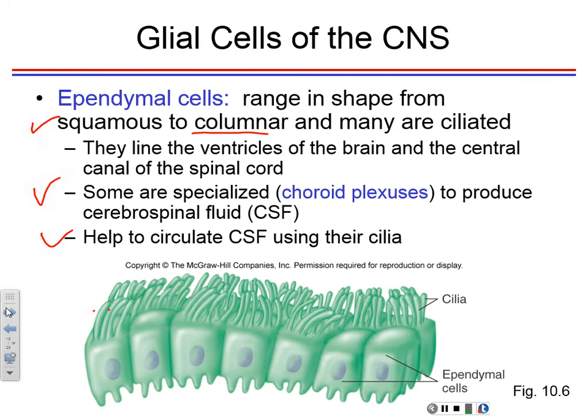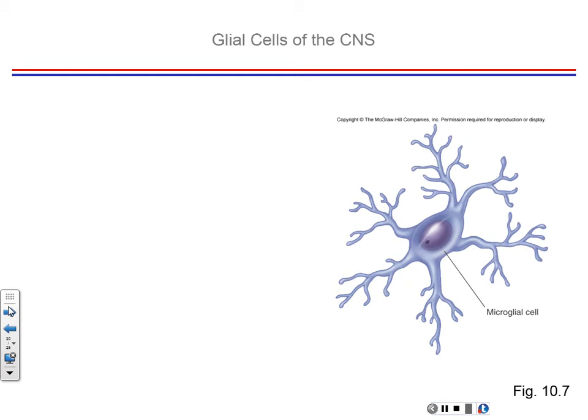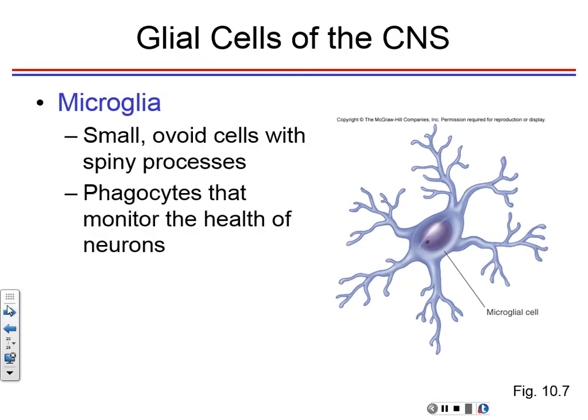And in the exam, I usually ask questions about some of these glial cells, where they are located and what they do. And then microglia, as I already said, are small cells with few dendrites, and they are the macrophages of the brain. They engulf bacteria; they are phagocytes.